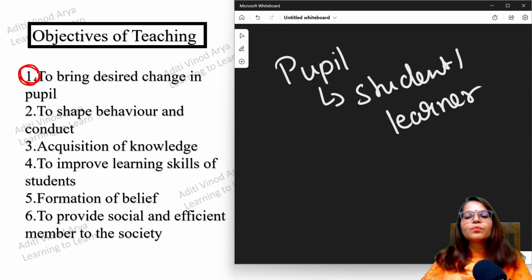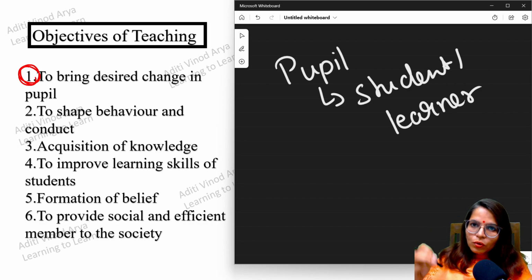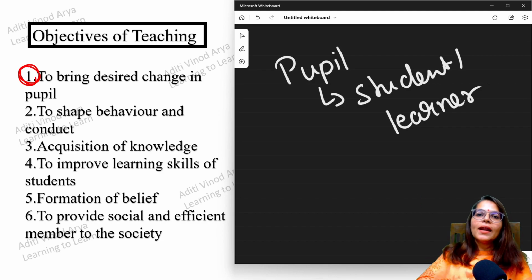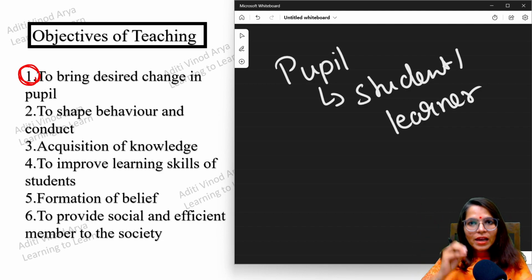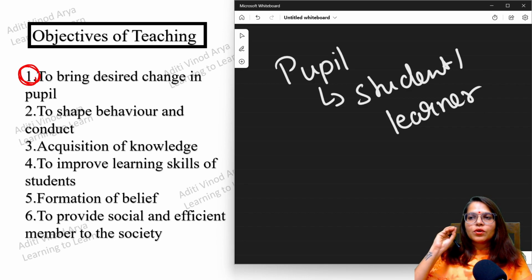Fine. The last one is to provide a social and efficient member to the society. Yes, this is one of the major objectives or the final result of teaching. If a teacher teaches properly, if a teacher is ethically correct, then the student will follow the footpaths of the teacher, and this will help the student to become a very responsible, very good citizen, a good social member of the group. So this is also one of the objectives, to provide a good, efficient, responsible citizen to the society.